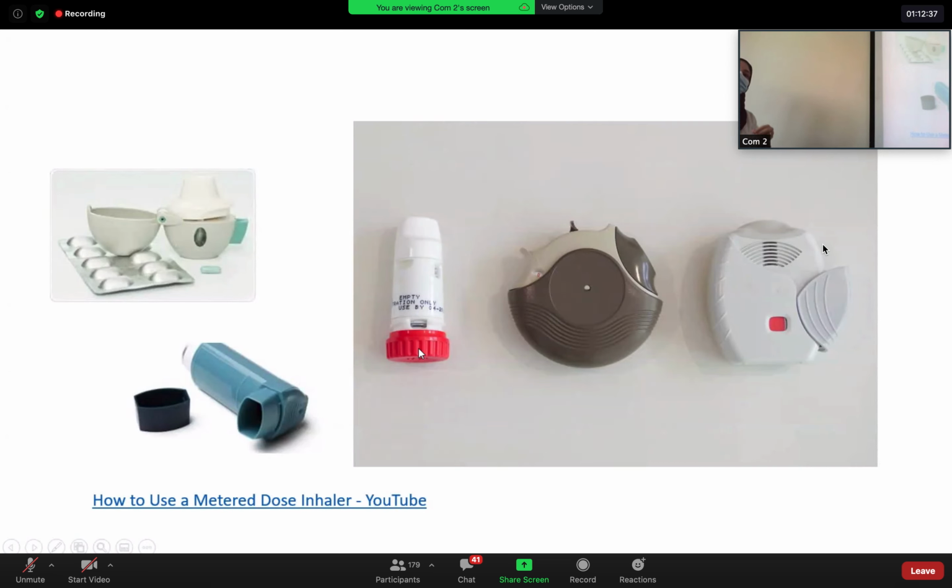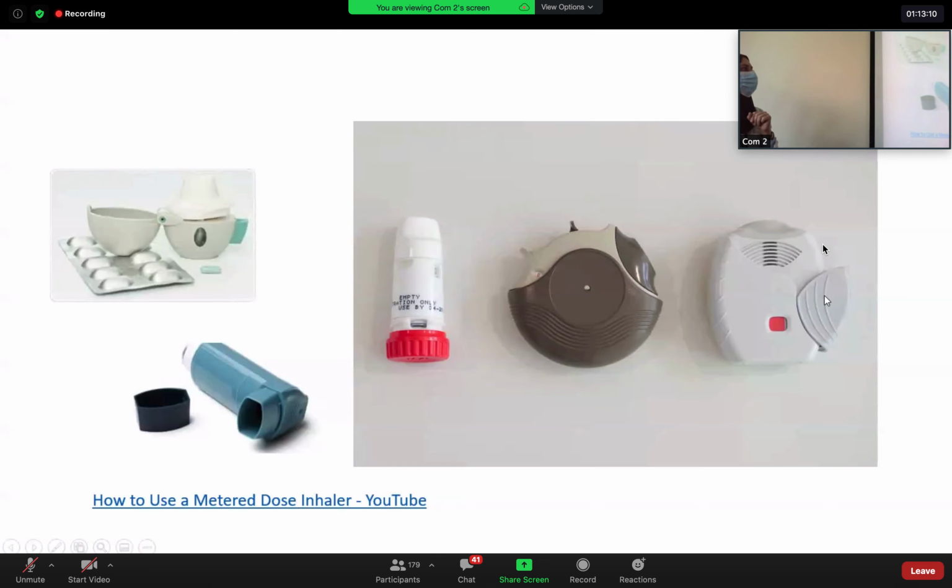Some of them come in the form of a pellet or a tablet, and that tablet will be inserted from here, for example. So this is called Diskus. The Diskus is a device that contains a medication in the form of dry powder, and it will release it once it's activated, and it will be administered directly to the lung.